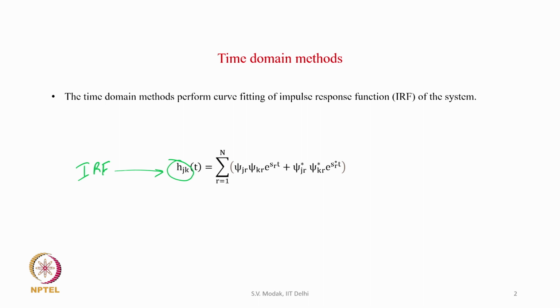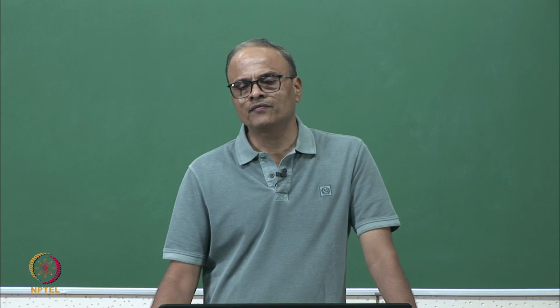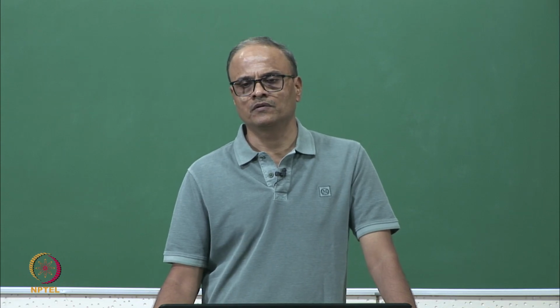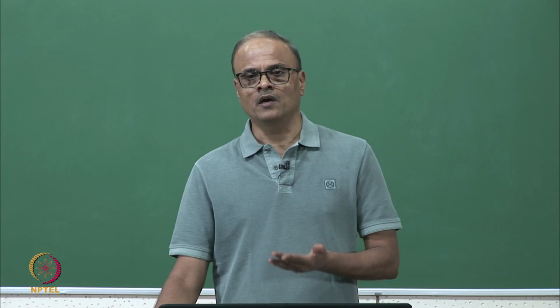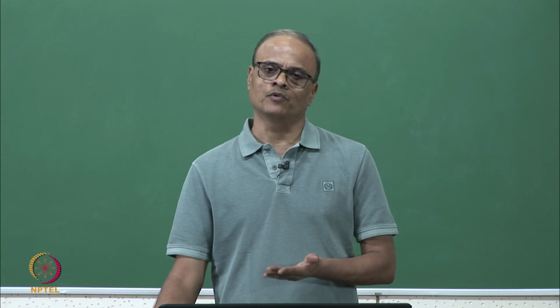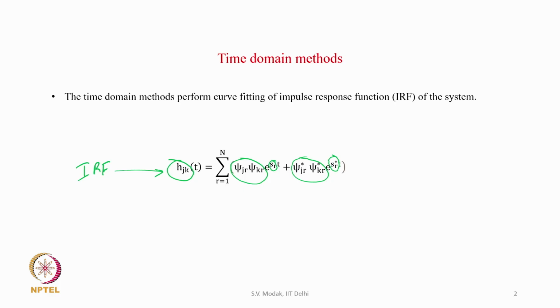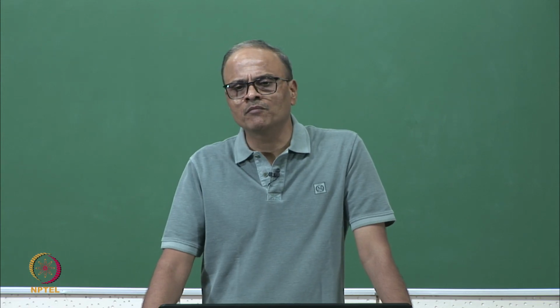We see from here that on the right hand side we have the modal parameters appearing. For example, these are the mode shape elements, s_r is the eigenvalue of the rth mode, and these are the quantities corresponding to the complex conjugate mode, and s_r star is the complex conjugate eigenvalue. So, if we obtain the impulse response function by measurement, we can fit this expression to the measured impulse response function and identify the modal parameters by curve fitting. Now, how can the impulse response function be obtained by measurement?